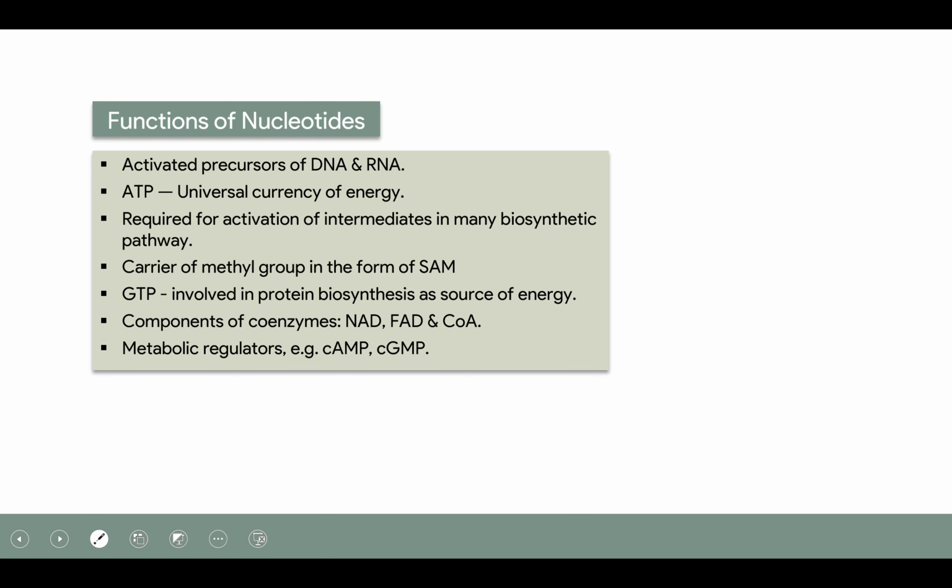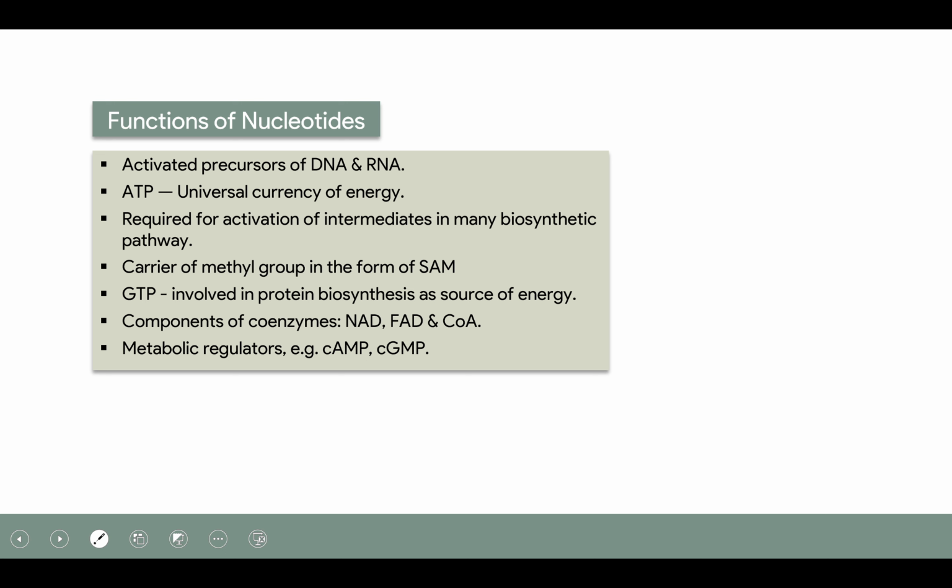Now this was about the structure of the nucleotides, that is, how the nitrogenous base and sugar combine to form a nucleoside, and the attachment of a phosphate group leads to the formation of nucleotides. These nucleotides are essential and perform various functions in our body. So let us discuss the functions of nucleotides.